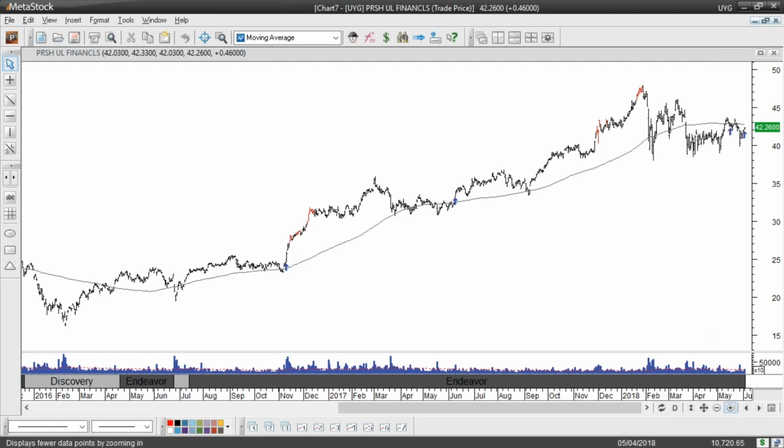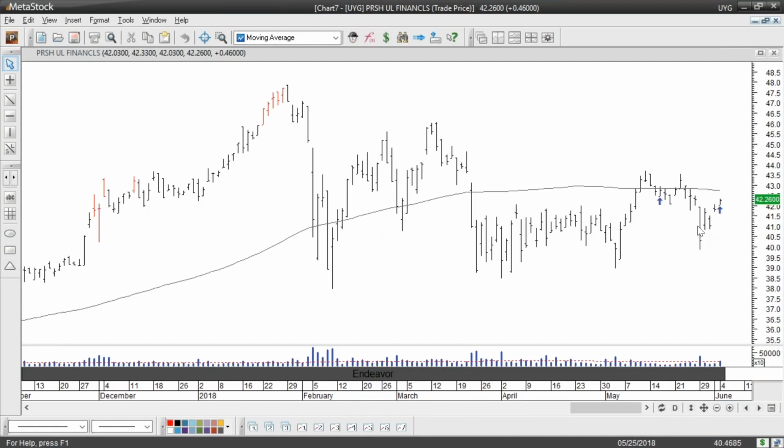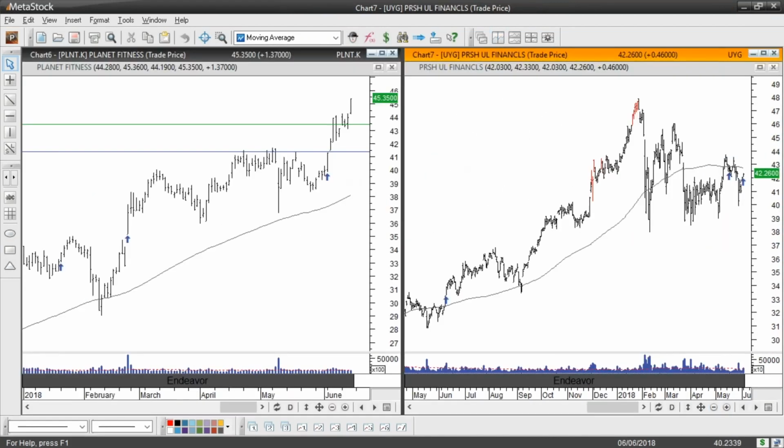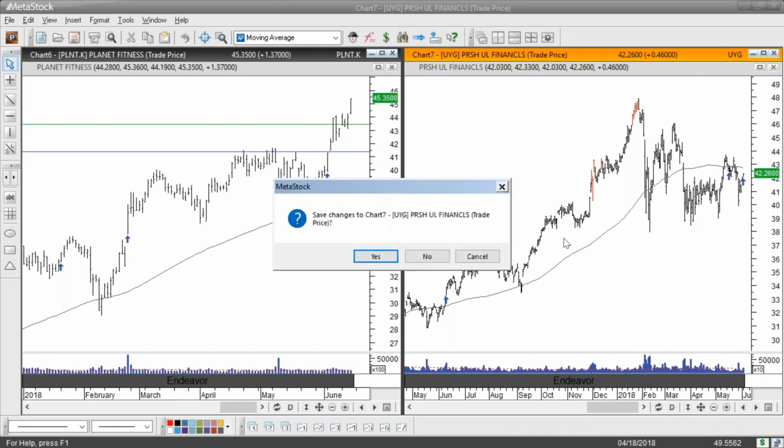That is not what you want to see. We zoom in here. This isn't a huge deal, but price is currently underneath our 100 simple. Again, that's just not ideal. If you have two stocks to choose from, if you can choose PLNT or UYG, I'm going with PLNT. So I'm going to say no to this.